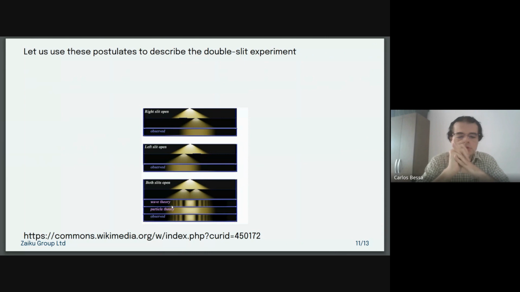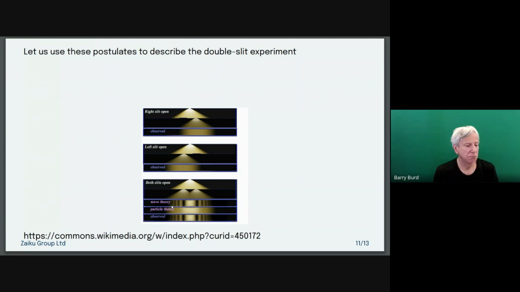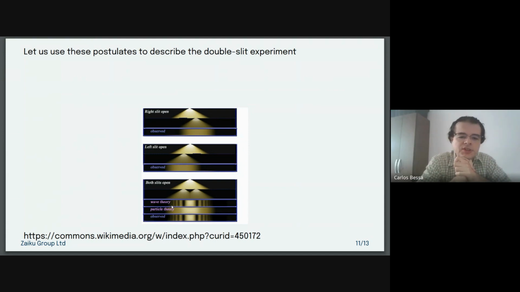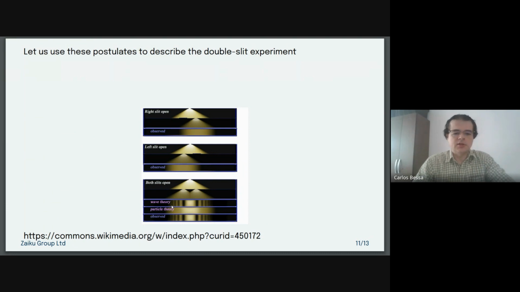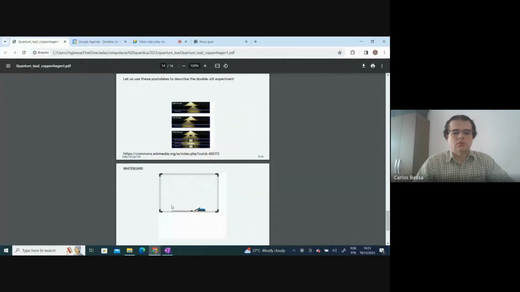So according to the Copenhagen interpretation, the electrons behave like waves, as if they spread out over both slits. So this is the wave particle duality, right?